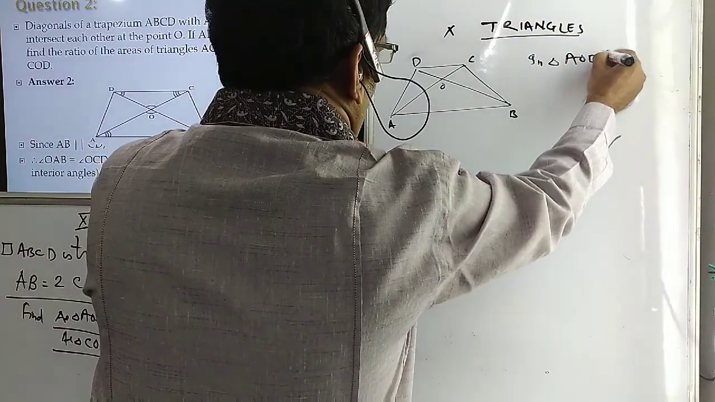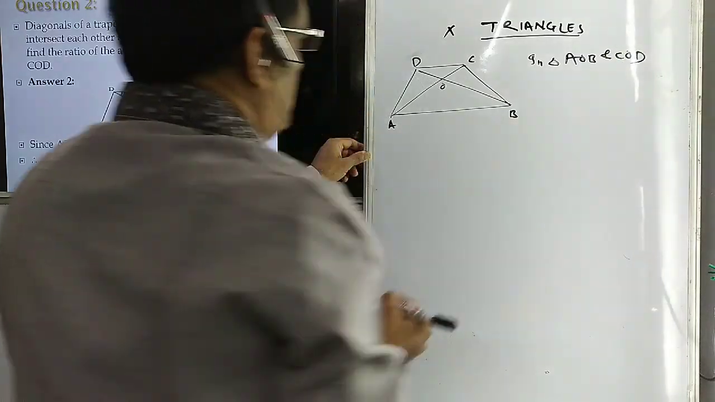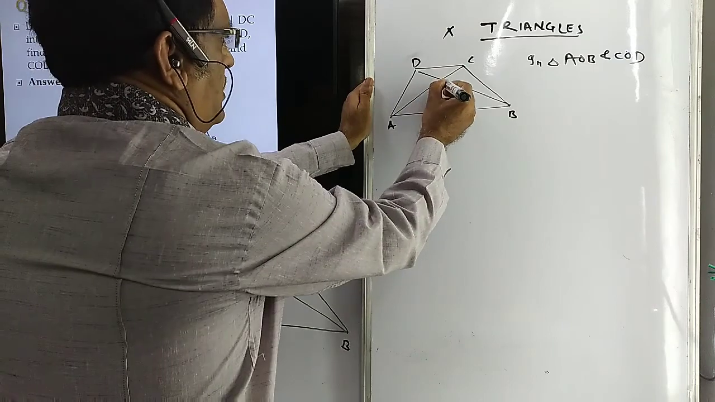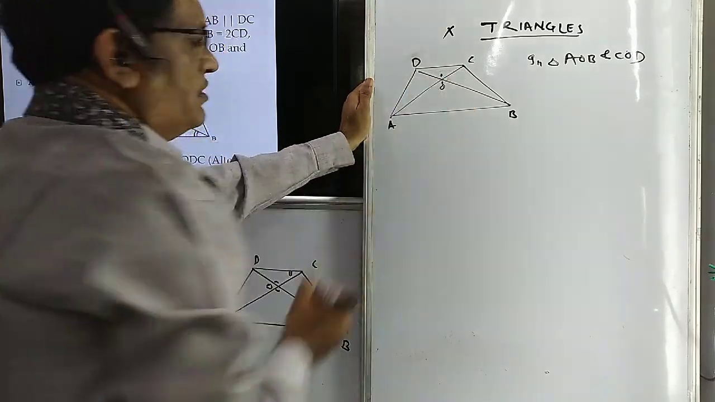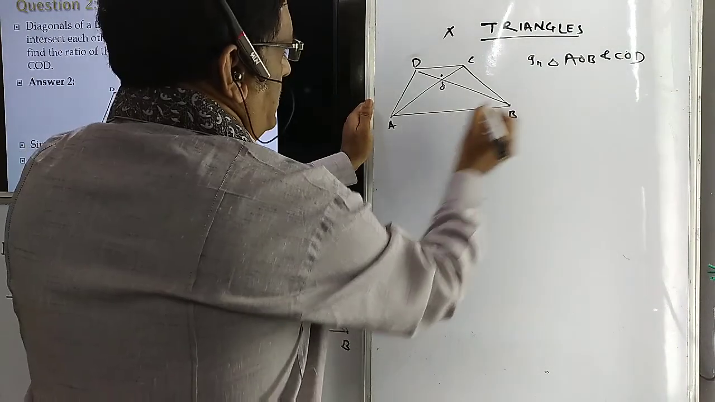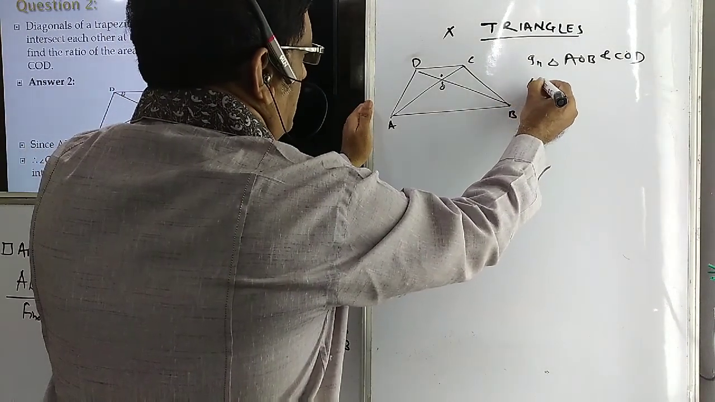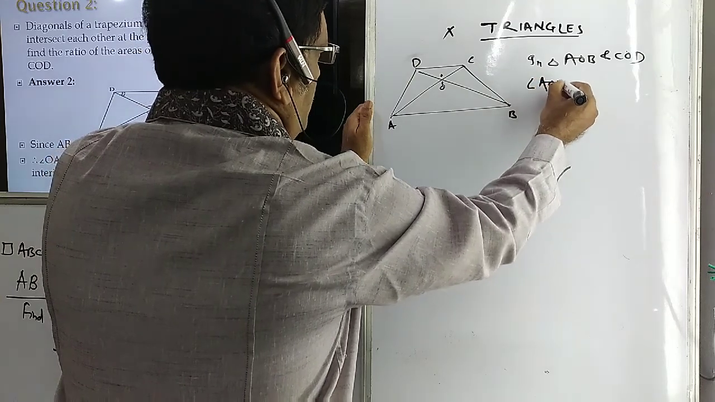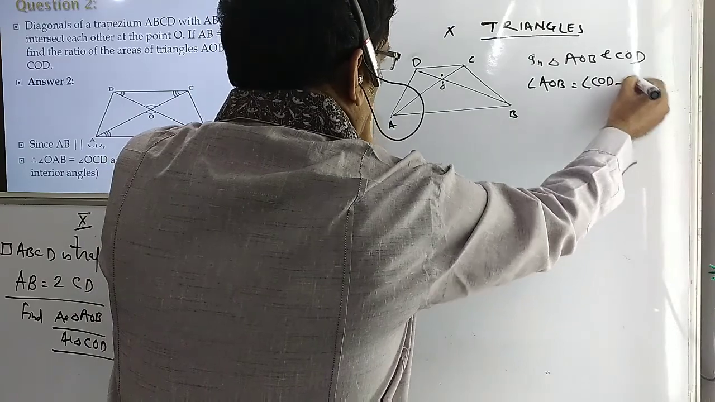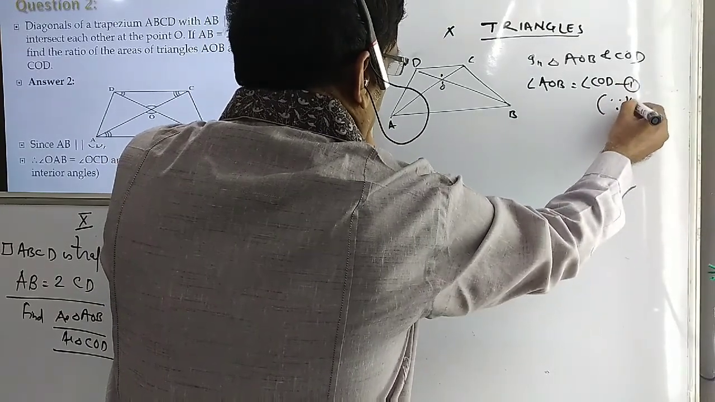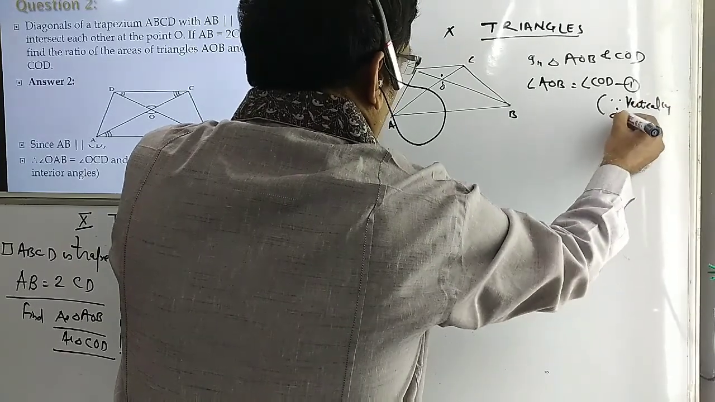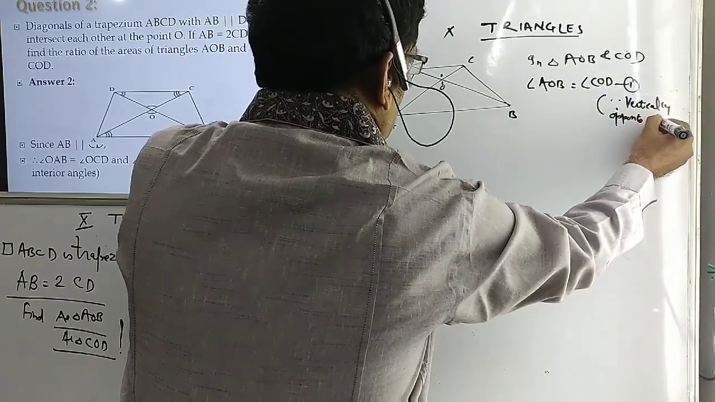in triangle AOB and COD, first of all, this angle and this angle are two vertically opposite angles. Which angle? Angle AOB is equal to angle COD, first, and that is because they are vertically opposite angles.